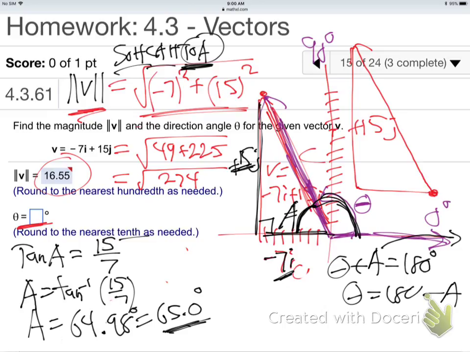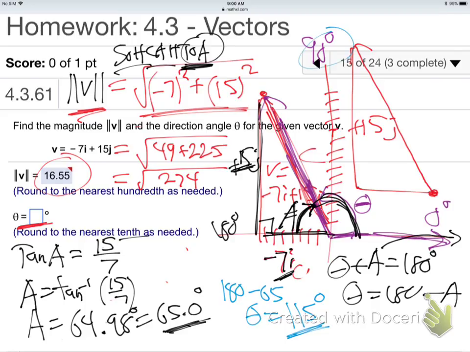See that? So you don't have to do all this. You can just say, look, it's 180 back up A, right? It's because this is 180 right here. So if you say 180 back up A, you'll have theta. So then you just take 180 minus A. Let's do that. So 180 minus 65, theta equals, what was that, 115? 115 degrees. That's the heading.